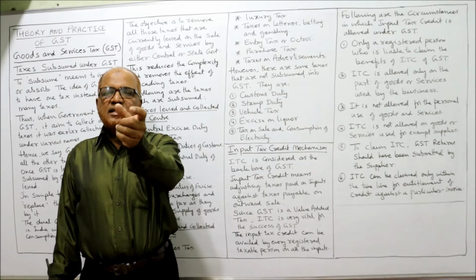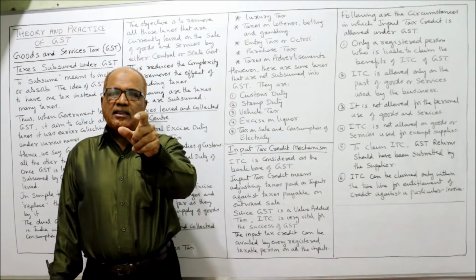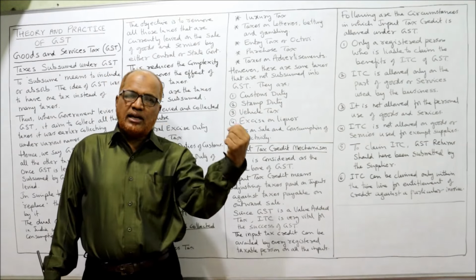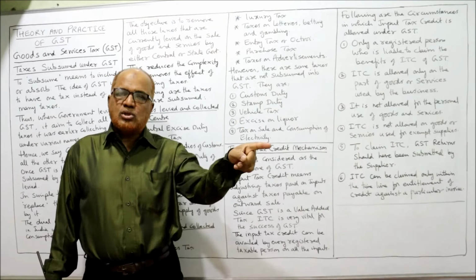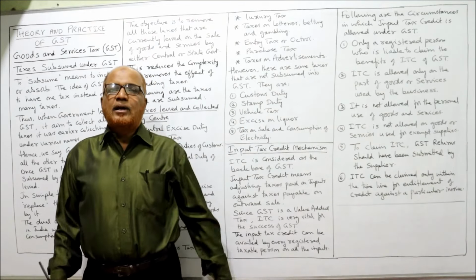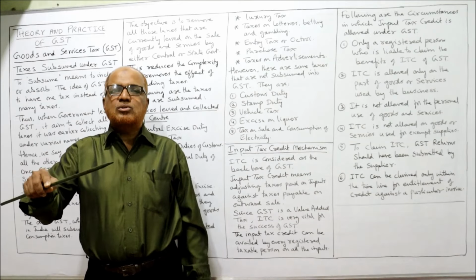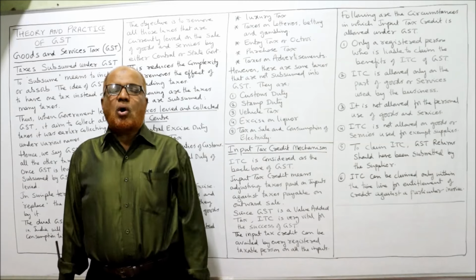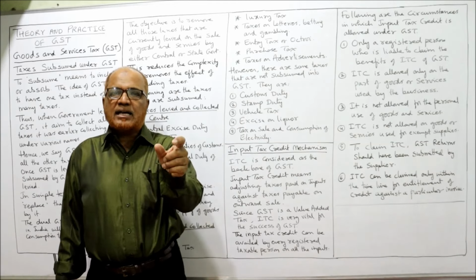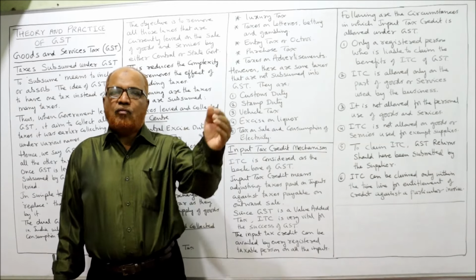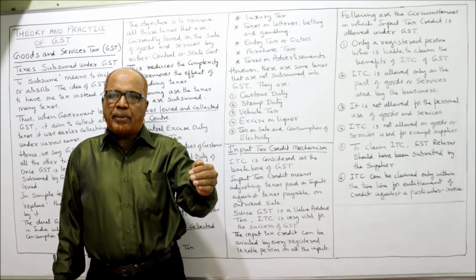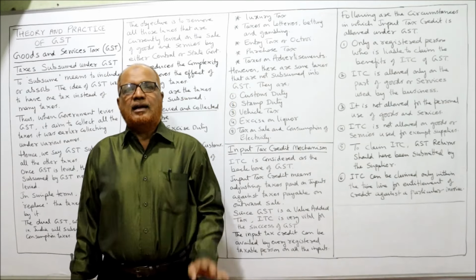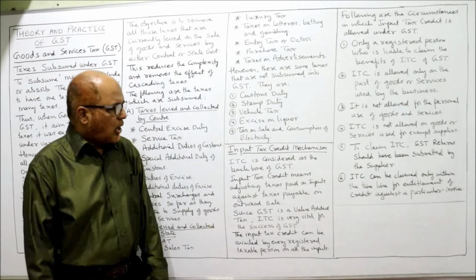30,000 is the GST on output. 10,000 is the GST on input. So that 10,000 rupees will be deducted. So 30,000 minus 10,000, 20,000 only he has to pay the GST. This is called input tax credit. Whatever input tax already paid, that will be deducted from the GST on output.